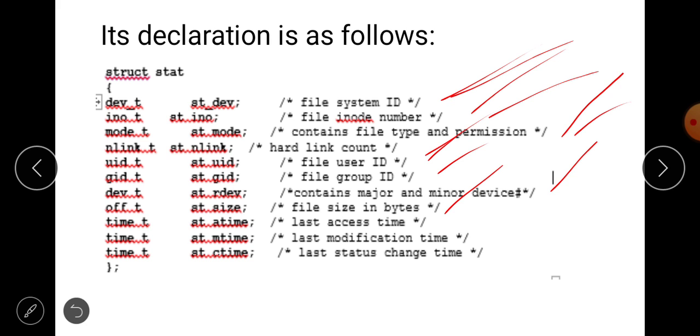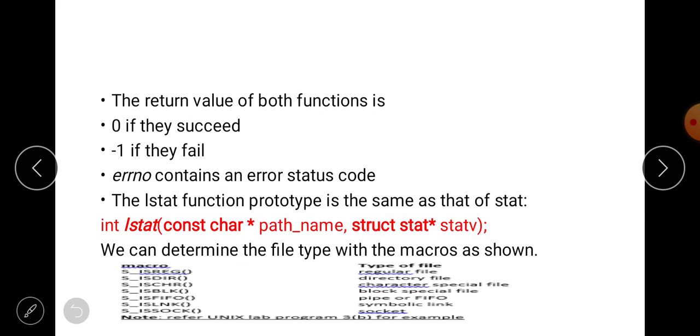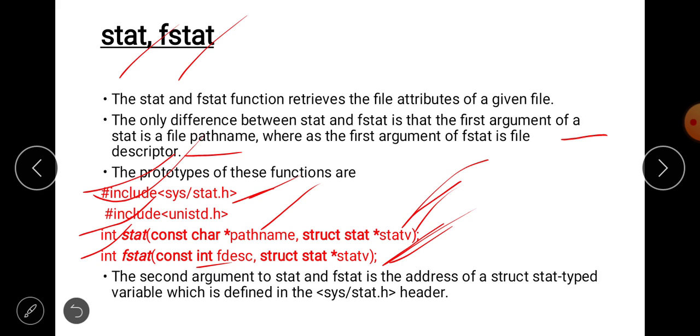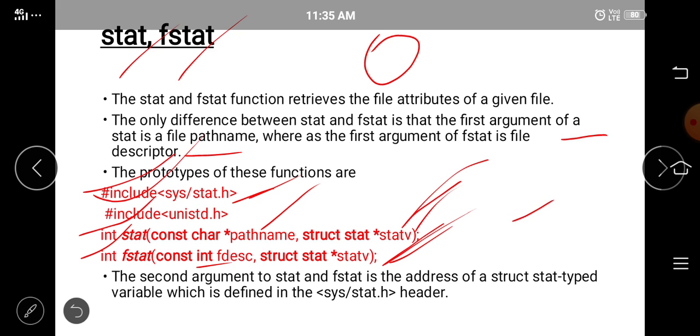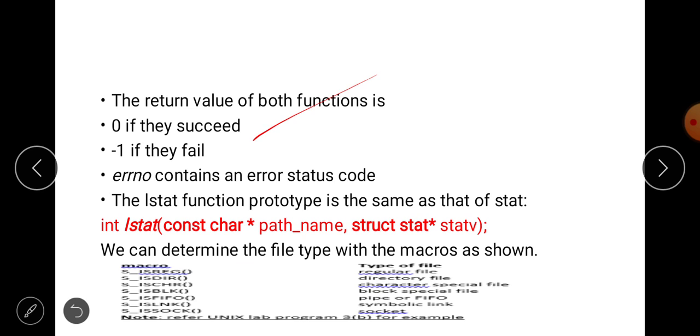These are the struct stat members which can be declared in the second argument of stat and fstat. The return value of both functions is 0 if it is successful. Means if the function stat and fstat is successful, it is going to return 0, otherwise it is going to return -1. The error contains an error status, nothing but -1.